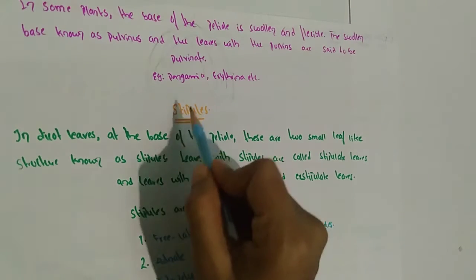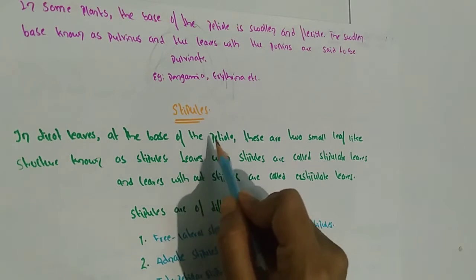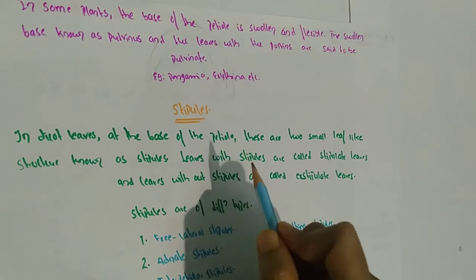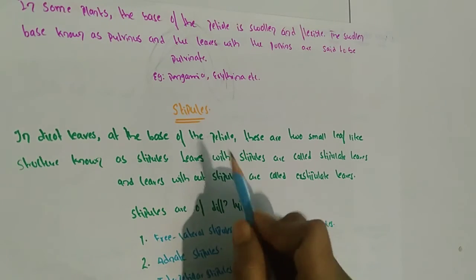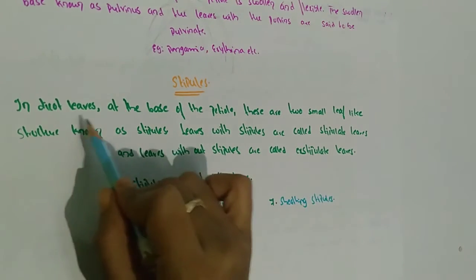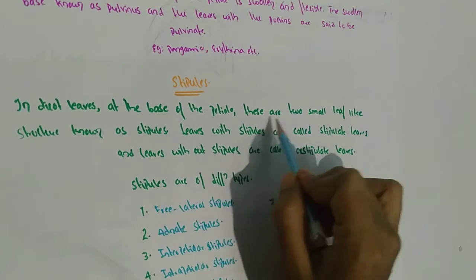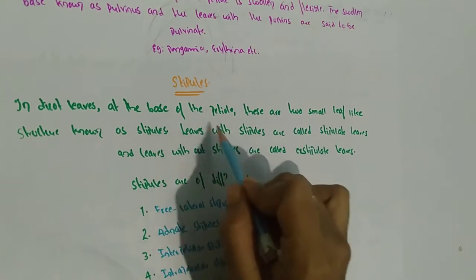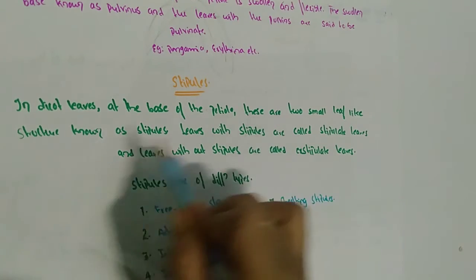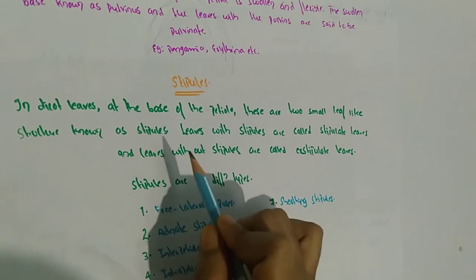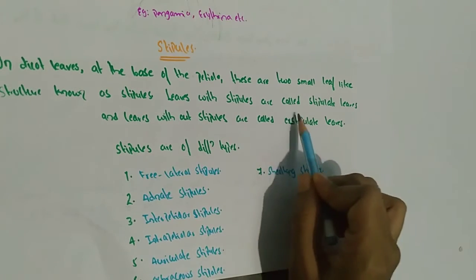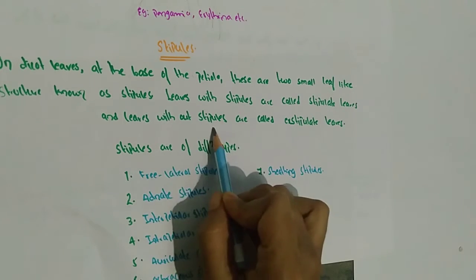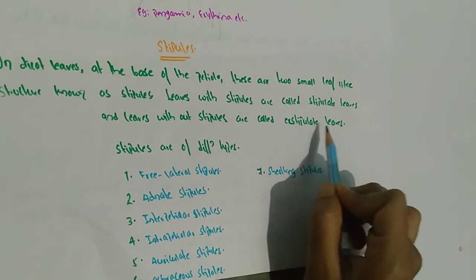Next is stipules. Stipules are leaf-like appendages borne in pairs at the base of a leaf. In dicot leaves, at the base of the petiole there are two small leaf-like structures known as stipules. Leaves with stipules are called stipulate leaves, and leaves without stipules are called exstipulate leaves.